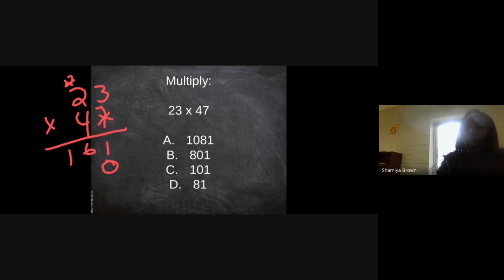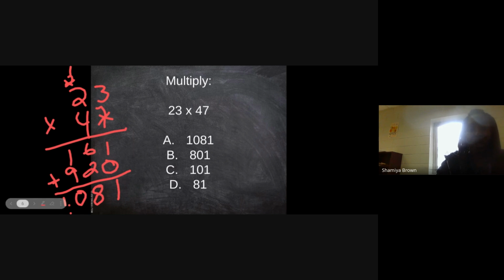Then I'll do 3 times 4 to get 12. Put my 2, carry my 1. Then I'll do 2 times 4 to get 8 plus 1 is 9. Then I'll add it up. So I have 1, I have 8, and I have 10. So 1,081 is my answer.